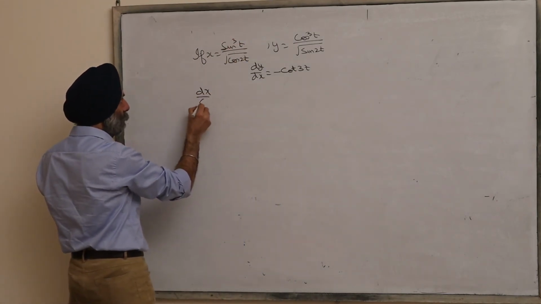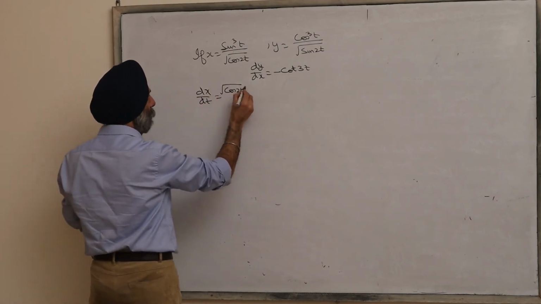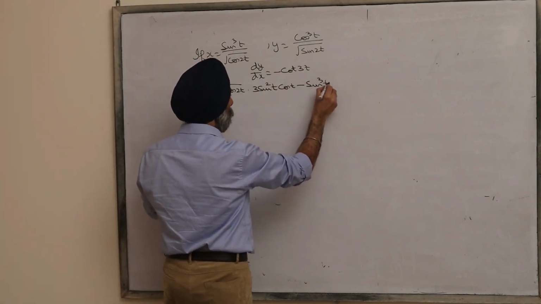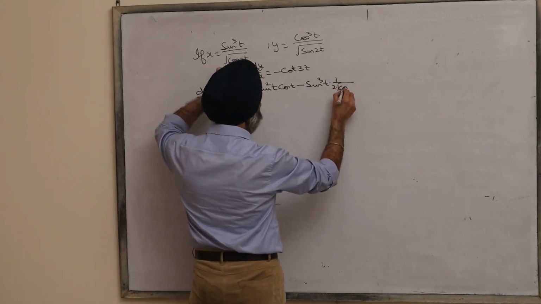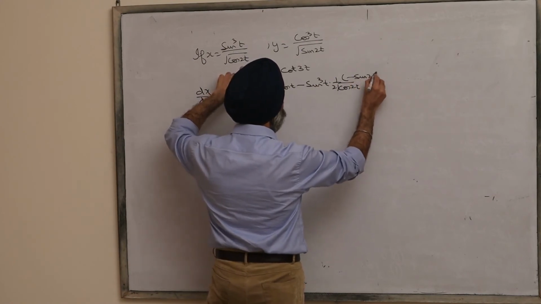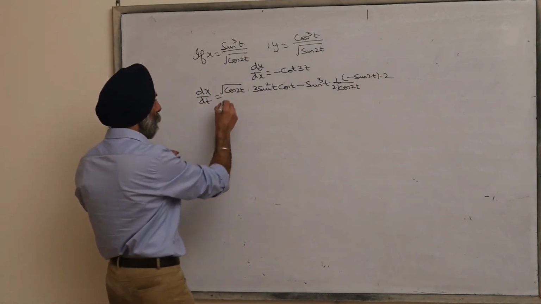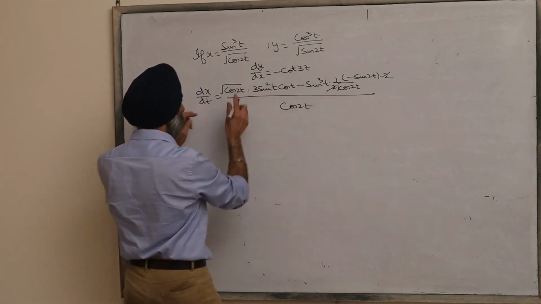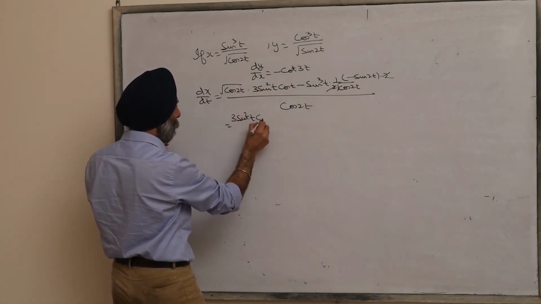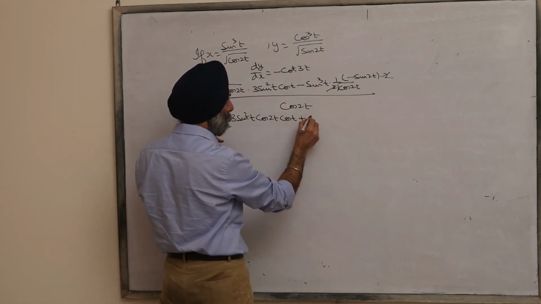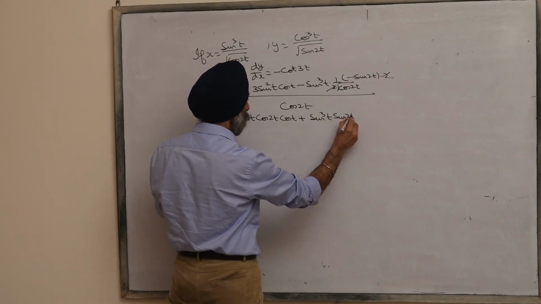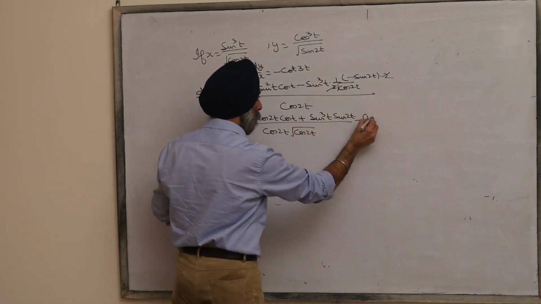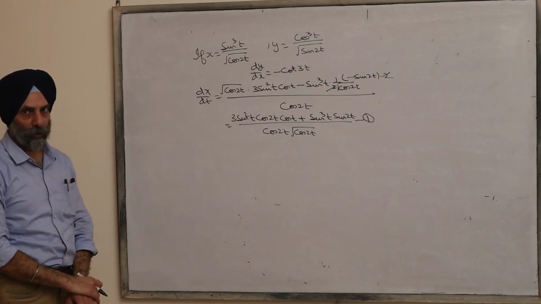So dx over dt is equal to under root of cos 2t into 3 sin square t into cos t minus sin cube t into 1 over 2 times under root of cos 2t into minus sin 2t into 2 upon cos 2t. This term will cancel. So if you take the LCM, it is 3 sin square t cos 2t cos t plus sin cube t into sin 2t upon cos 2t into under root of cos 2t. So here I have the differential of x with respect to t.